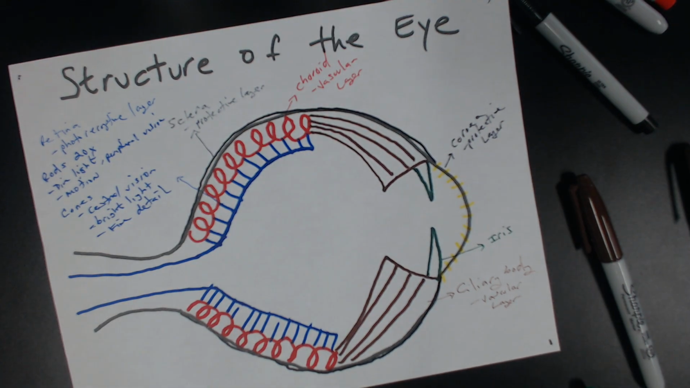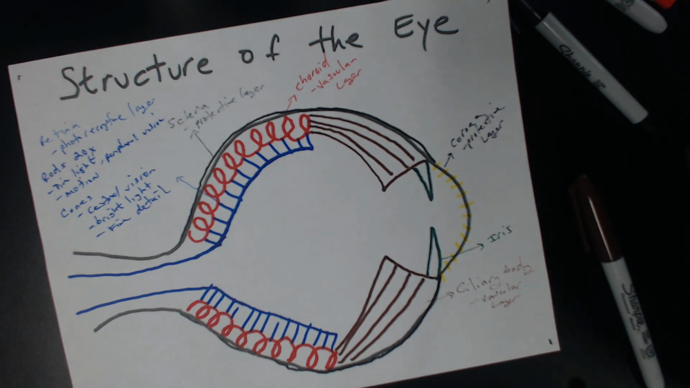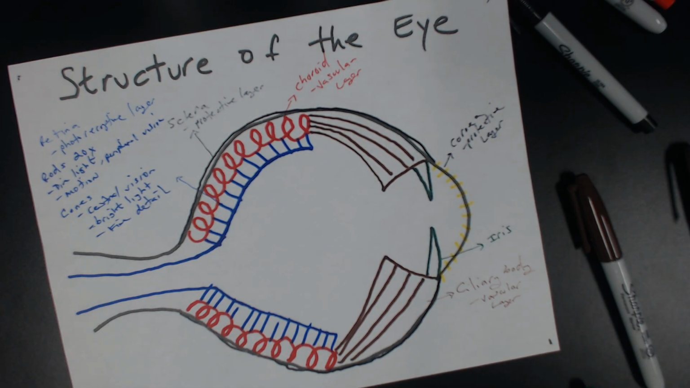Bless you. I'm sorry, can you say that again? The 20x. Oh, rods are 20 times more prevalent than cones. So there's a whole lot more rods than there are cones. Any other questions?